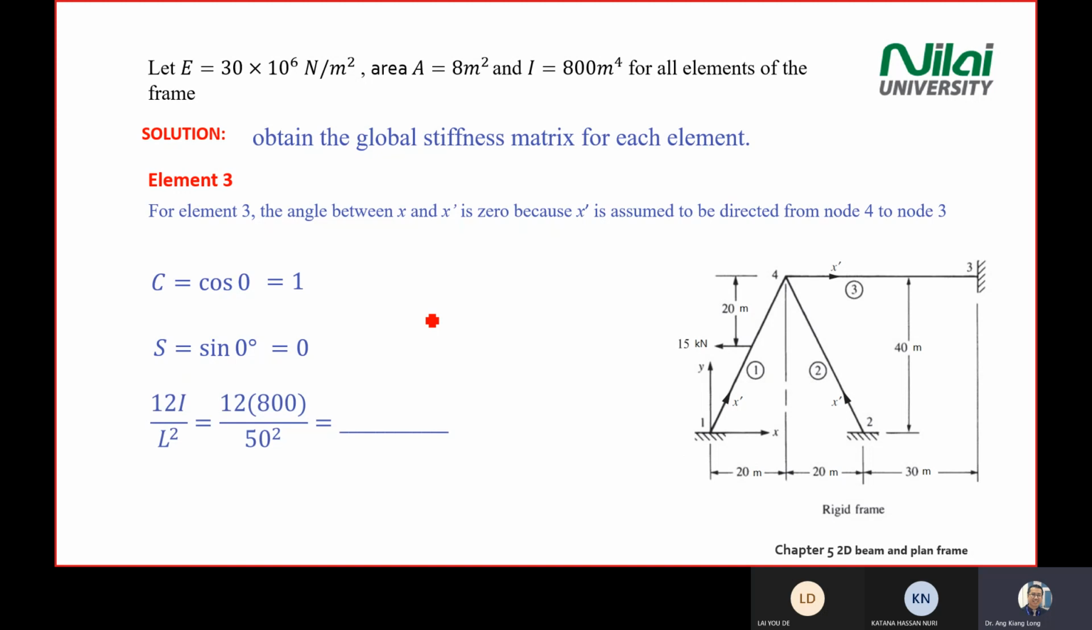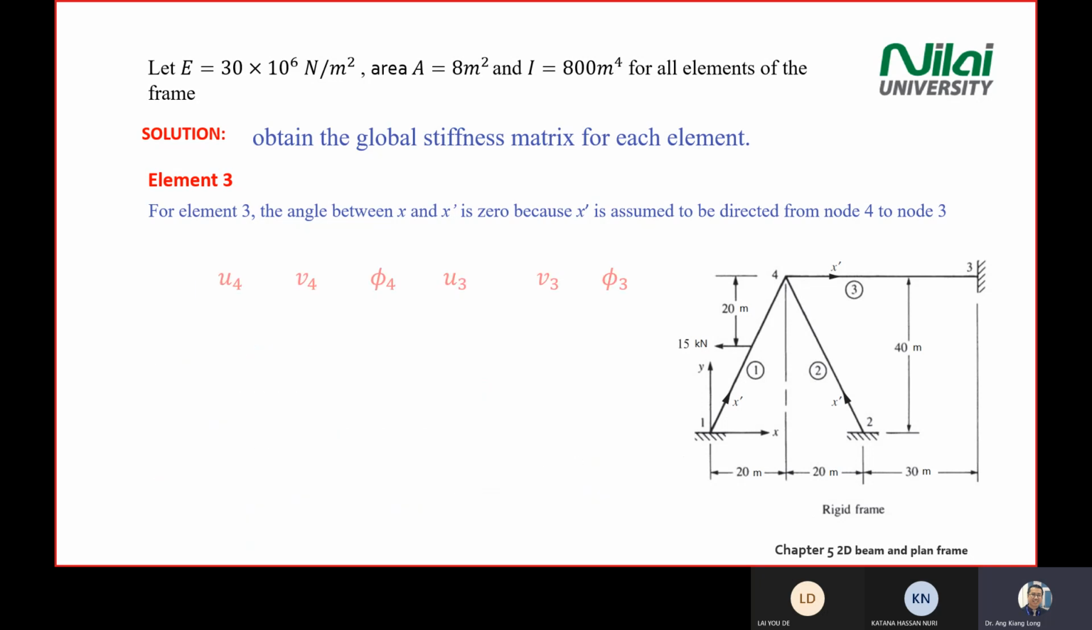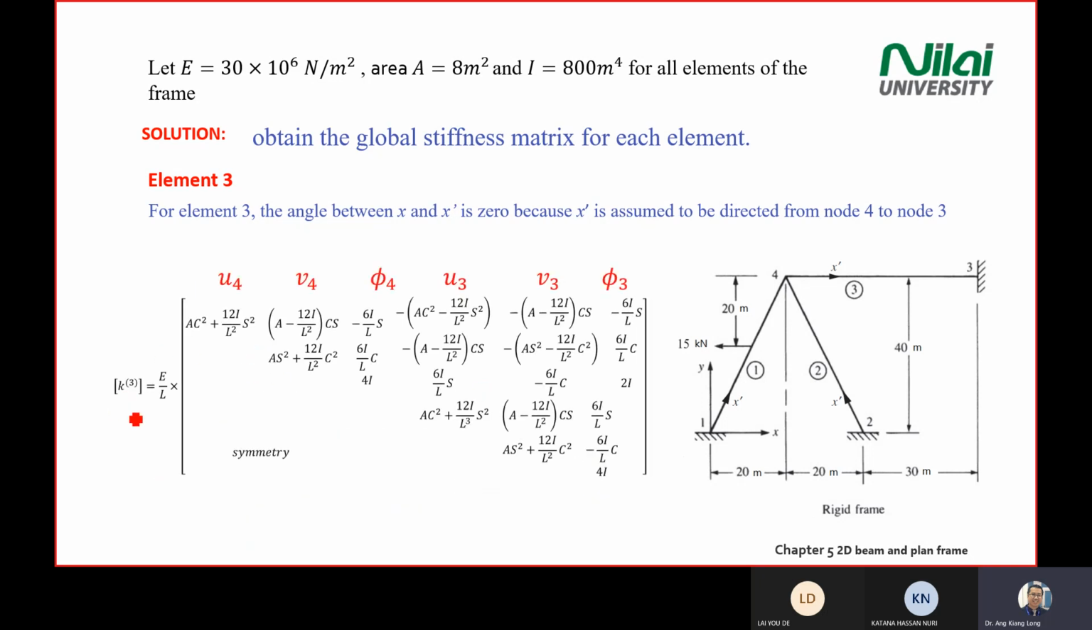You calculate the cosine, 12EI divided by L cubed, 6EI divided by L squared, and EI divided by L. You put them back in the K matrix that I asked you to put in the answer sheet. But remember, when you write in your answer, have a clear mark above the K. For example, for element 3, put K superscript 3 above the K, just to tell the examiner that you are explaining element 3. Then you put in all the values there.